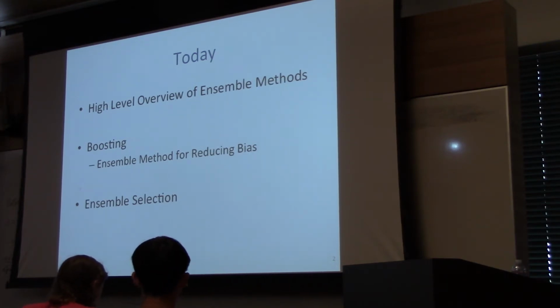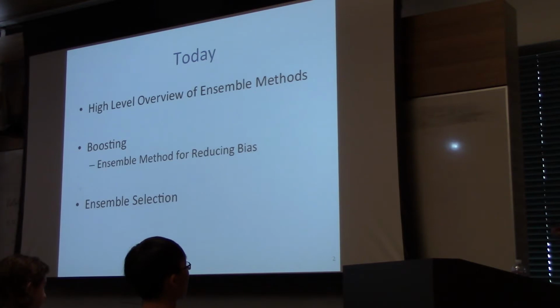Okay, so today we'll be continuing with our discussion of ensemble methods, which are just methods that combine a bunch of base models in some way and then make an aggregate prediction in some way. And specifically today, we'll be talking about boosting, which is an ensemble method for reducing bias, and then at the end, a method called ensemble selection.